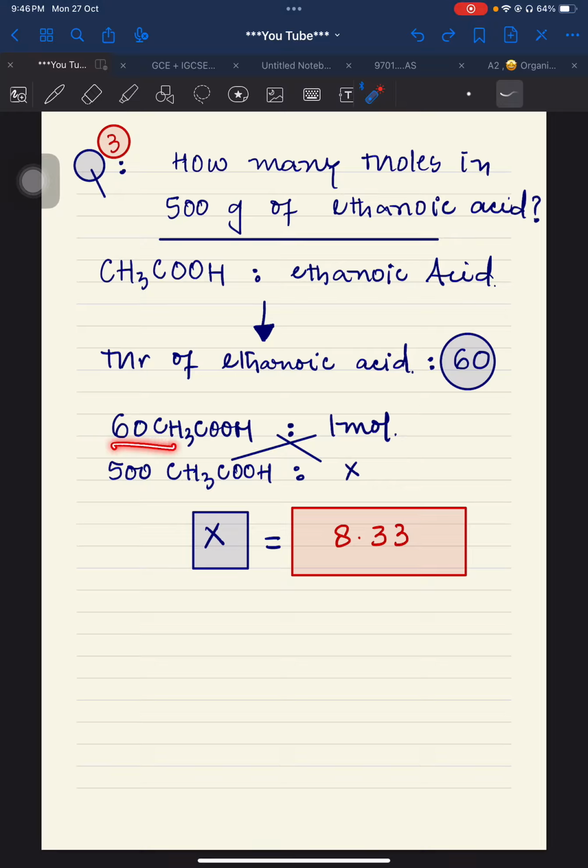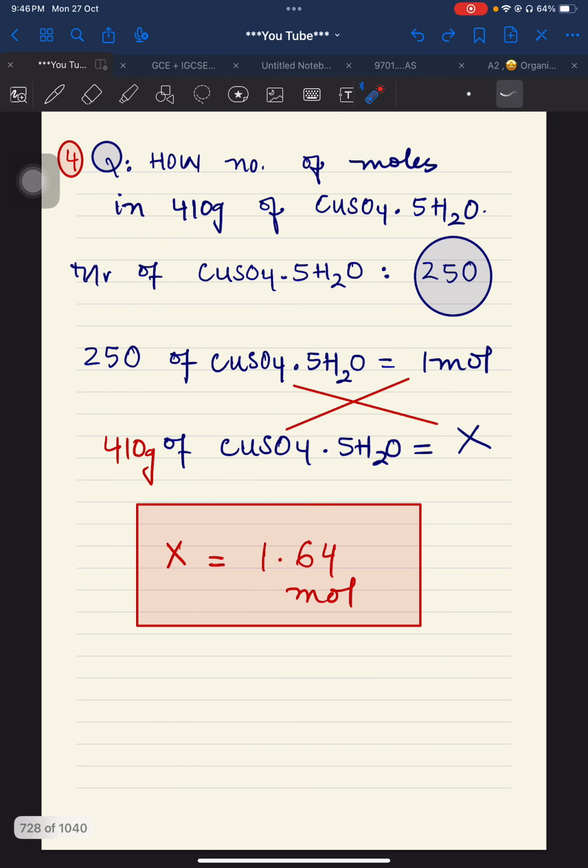We can say that when 60 of CH3COOH is present, it is equal to 1 mole, whereas when 500 of CH3COOH is present, it is equal to X. With cross multiplication, the answer is 8.33 moles for this question. So it is simply a cross multiplication, and you can calculate the moles from mass and mass from moles directly. But remember that in further calculations, mole is always the center point. You have to come to the moles first and then you can move further.